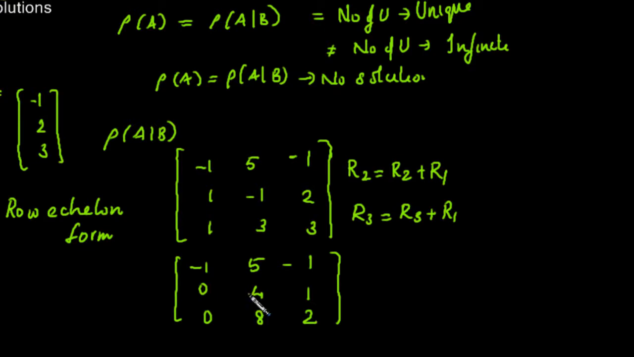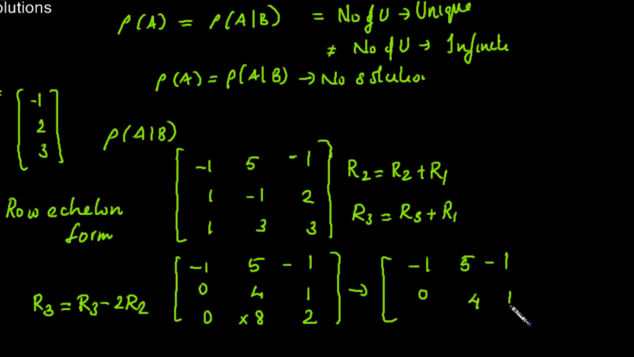Now we have to do an elementary operation to make this element 8 into 0. For that we have R3 = R3 - 2 times R2. By doing that elementary operation we get 0 4 1, 2 times 4 is 8, 8 minus 8 is 0, so we got 0 here. 2 times 1 is 2, 2 minus 2 is 0.